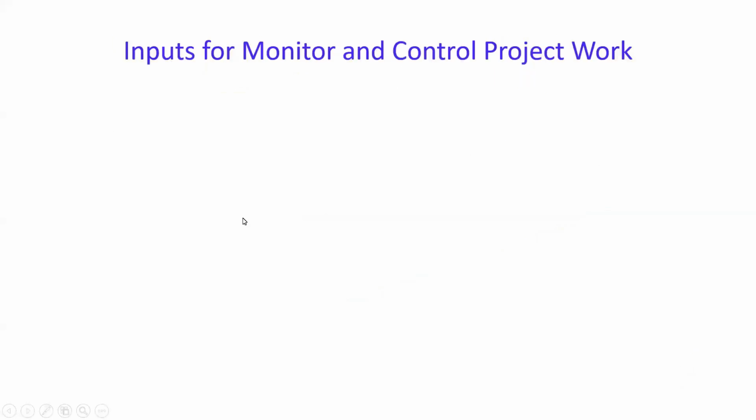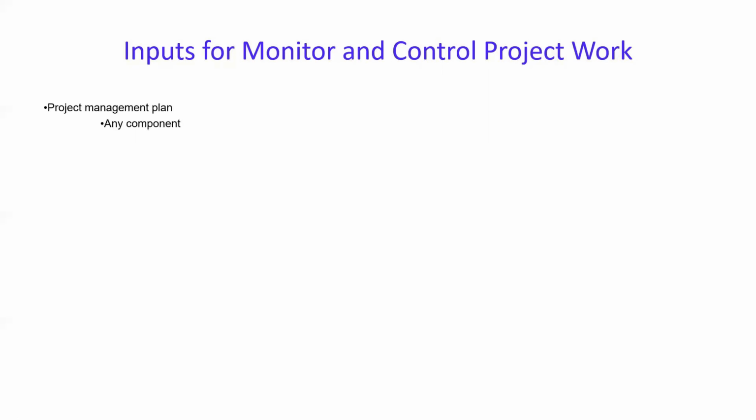So what are the inputs for monitor and control project work? I'm just starting off with the inputs because I want you to understand this, then go into detail about the other tools and techniques on this particular PPT. So let's get started. So the first input is the project management plan. You want to compare what you had planned with the actuals you're getting now from the direct and manage project work outputs. So you need the project management plan as an input.